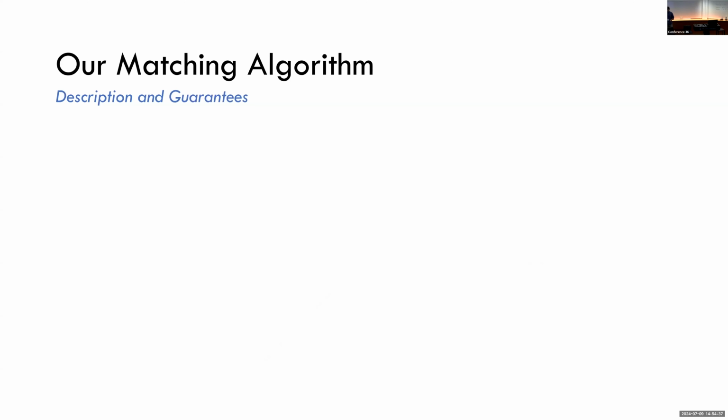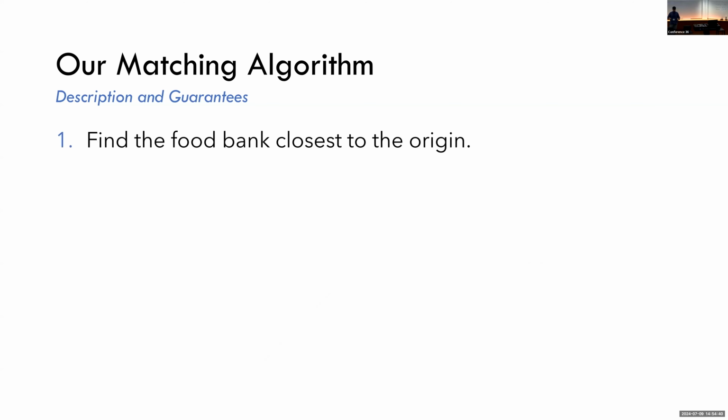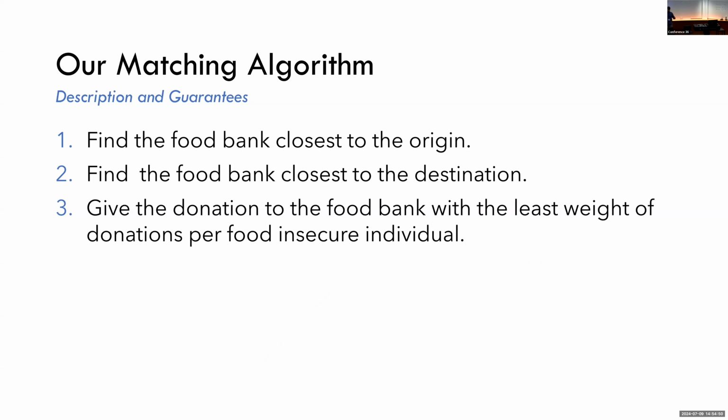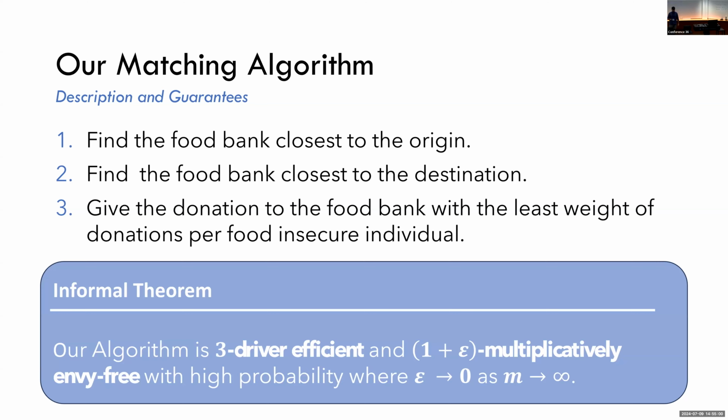Now let's see our algorithm. It's fairly simple. First, find the food bank that's closest to the origin of the food delivery. Then find the food bank that's closest to the destination, and match the food delivery to the food bank between the two that has received the least weight of food donations per food insecure individual that they serve. The theorem is that this specific matching algorithm is 3 driver efficient and 1 plus epsilon multiplicatively MV free, where epsilon goes to 0 as the number of food donations goes to infinity, and this holds with high probability.